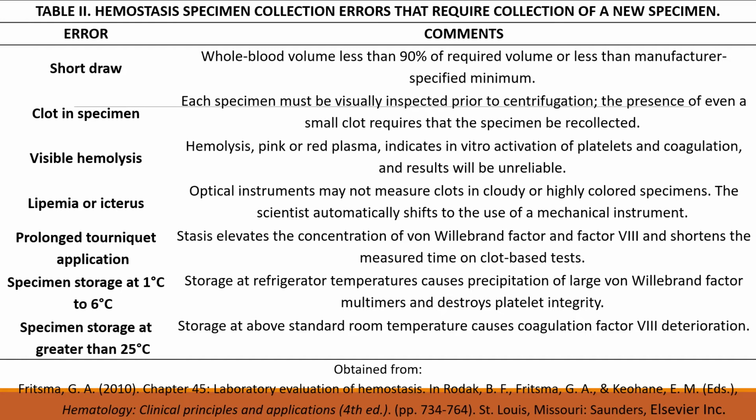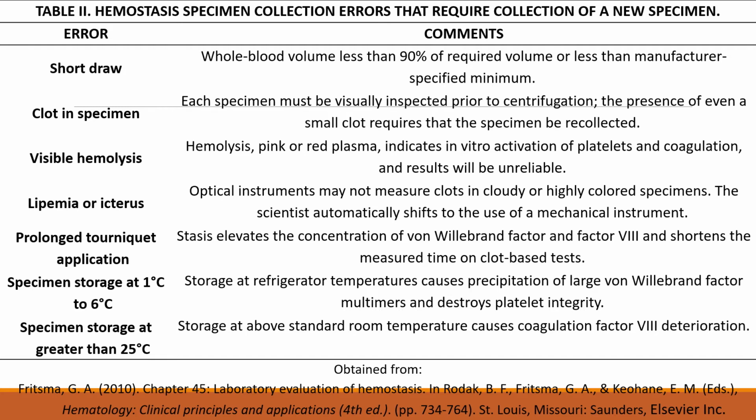Then you have prolonged tourniquet application. Prolonged tourniquet application elevates the concentration of von Willebrand factor and factor 8, and it also shortens the measured time on clot-based tests. So again, the application of the tourniquet should not exceed 1 minute. Then you have specimen storage at 1 to 6 degrees Celsius. This is a refrigerator temperature. Storage at refrigerator temperatures may precipitate large von Willebrand factor multimers and destroy platelet integrity. So as much as possible, after you have collected the sample, you have to process the samples immediately.